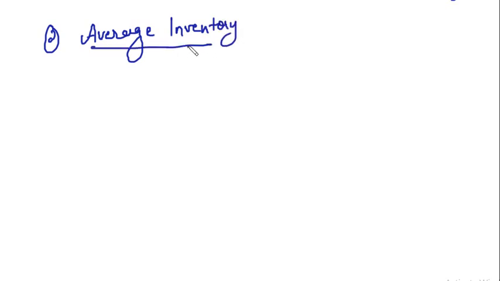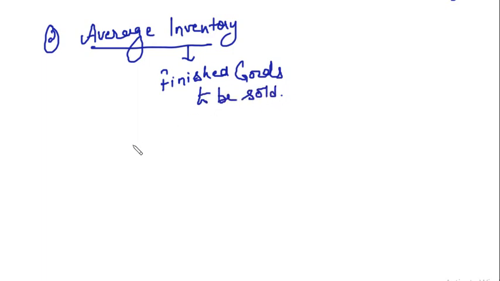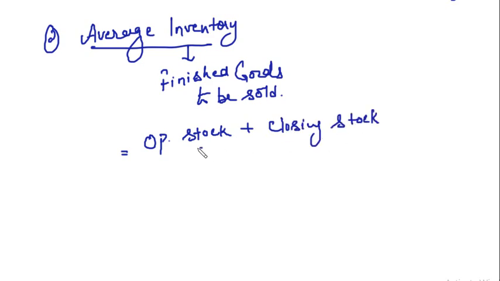Then the second element of the inventory turnover ratio is average inventory held during the year. Average inventory of what? Average inventory of finished goods that you are selling. Finished goods to be sold. Very simple. What is the opening stock of FG that you have plus the closing stock of inventory that you have divided by 2. This is the average inventory that you hold during the year.